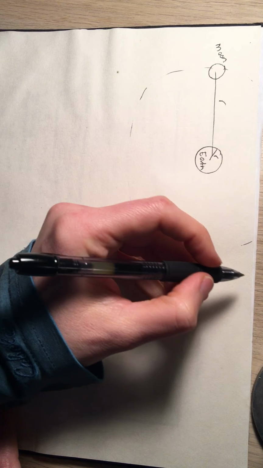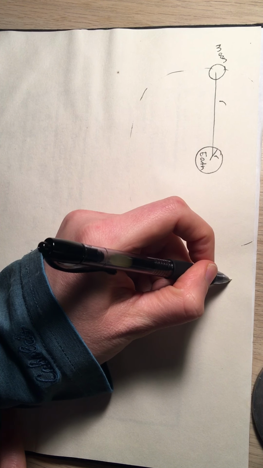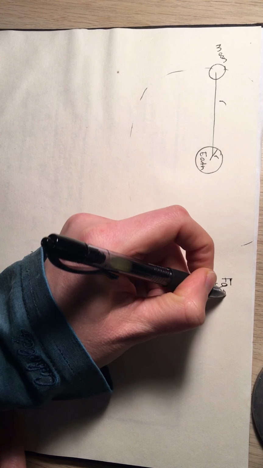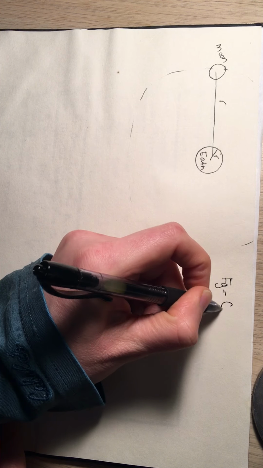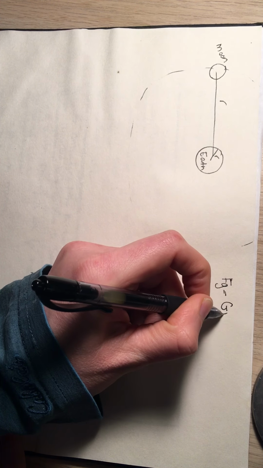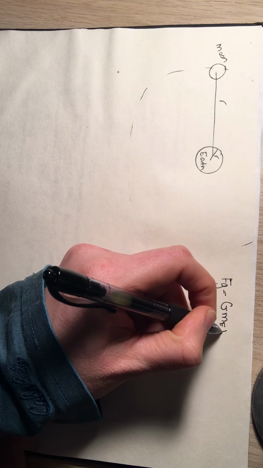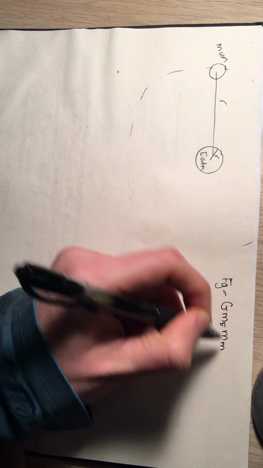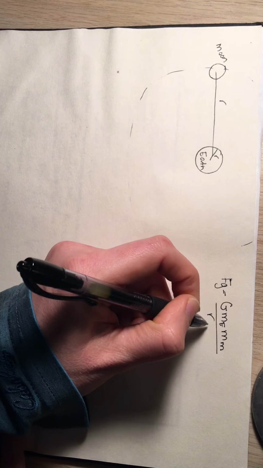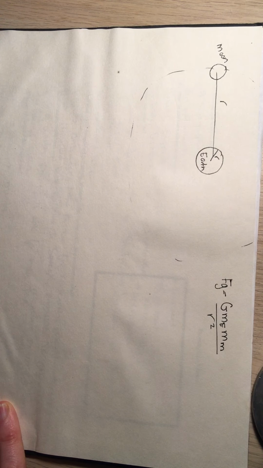Well, let's look at our equation and see how much we've got to figure out still. Force of gravity equals our familiar song: the gravitational constant times the mass in this system, the mass of the Earth, times the mass of the moon, divided by the distance between them squared.